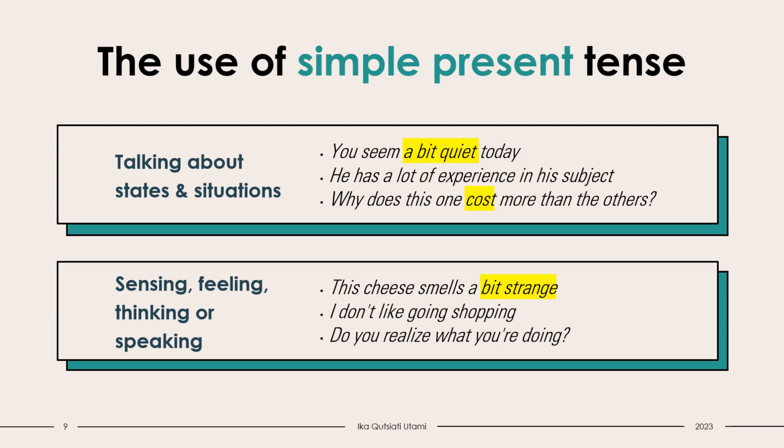This cheese smells a bit strange. I don't like going shopping. Do you realize what you are doing? I promise it won't happen again. In all of these sentences, only the present simple is possible. You cannot say, are you realizing what you are doing? Or I'm promising it won't happen again. Okay, that's for the fourth example, the use of simple present tense.